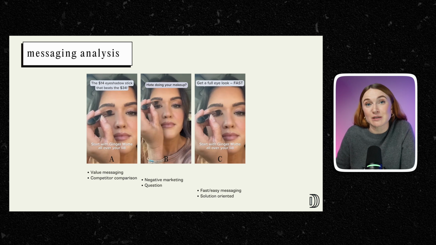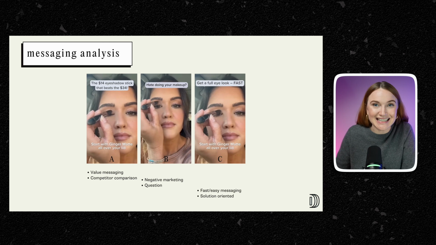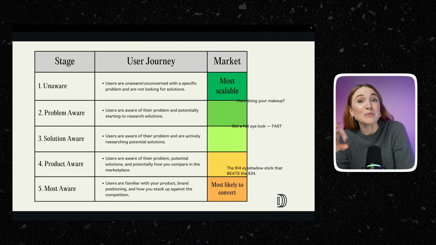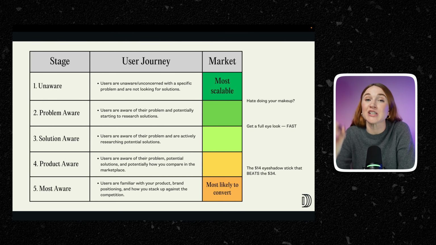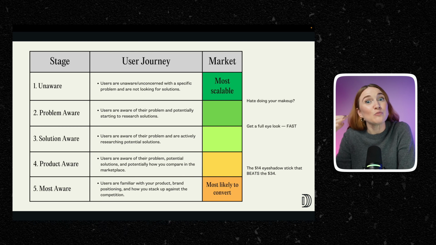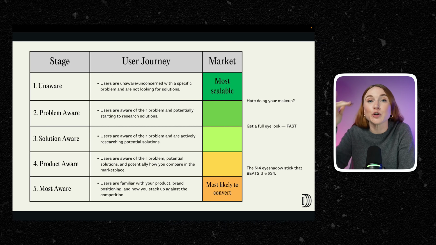And C was actually using messaging around it being fast and being easy. And it was also a lot more problem-solution oriented. Now it's really interesting too, as we're doing this messaging analysis, something that I like to think about is, at what part of the marketing journey is this ultimately targeting? And part of the analysis we did on this creative after we ran it was that messaging B had the most scalable messaging because it was able to appeal to the widest range of people, to more of that problem aware / unaware segment.